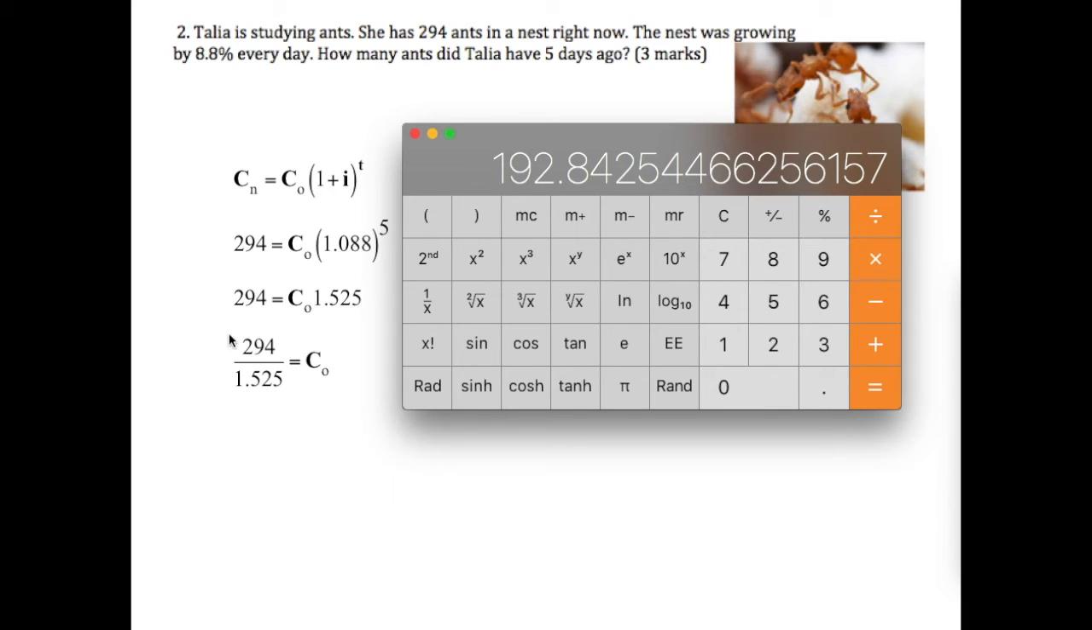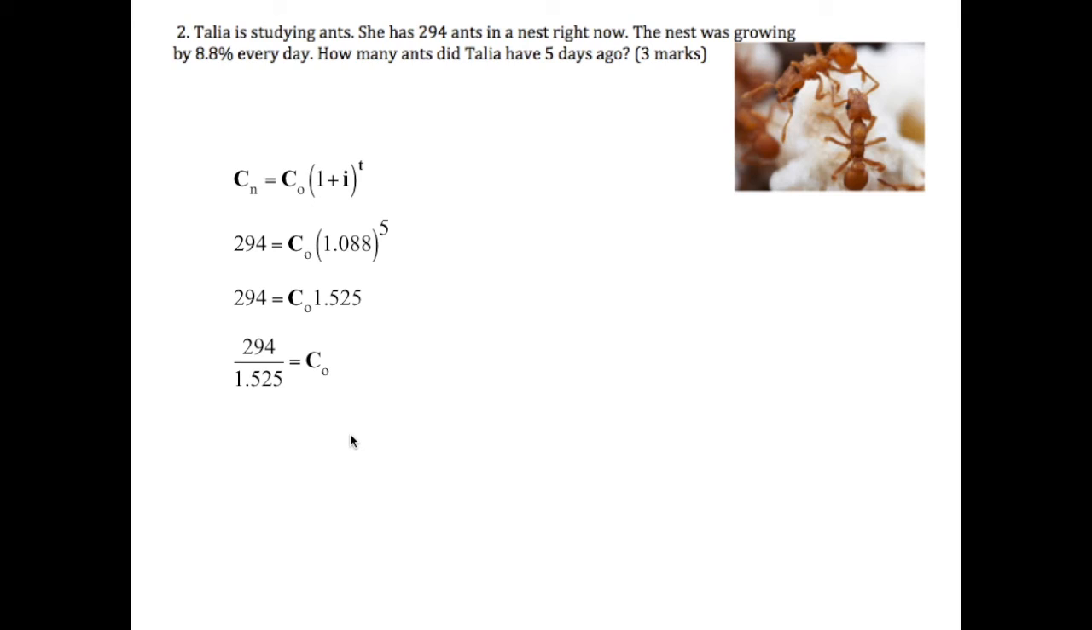If you got something bigger than this, for example, like 300 ants or 1,000,000 ants, you'd know that you got something wrong. Or if you ended up with a negative number or 4 ants, I mean, it's possible, but we got 193 ants, approximately. So I'm going to round it to my nearest ant. So the 8 tells the 2 to round up to a 3. 193 ants. Talia had 193 ants 5 days ago.